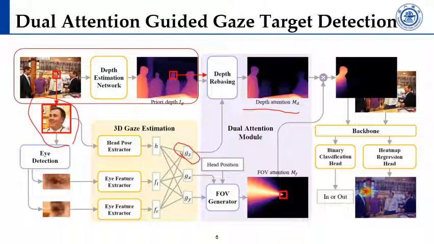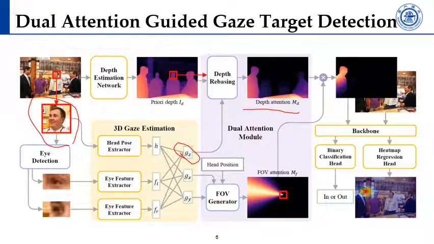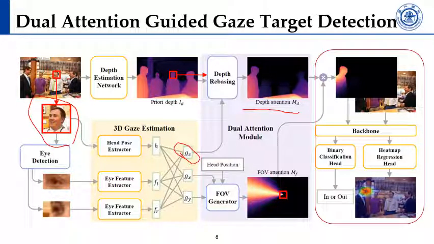We combine the two together to locate the candidate region for the gaze targets. So this is the dual attention map. We'll combine this dual attention map and the original input image. Based on them, we use a deep network to do gaze target detection, and also to predict whether this gaze target is out of frame or not.